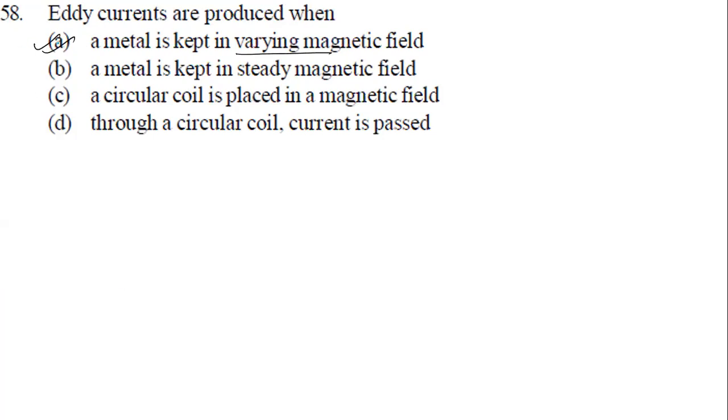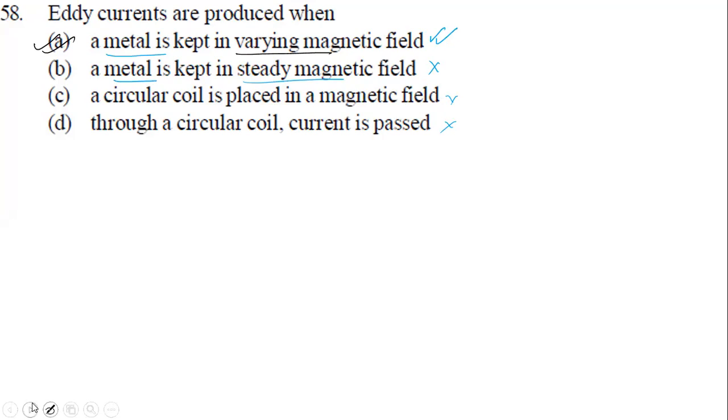This will be the right answer because a metal plate is kept in a varying magnetic field. In the second case, a metal is kept in a steady magnetic field, so the magnetic field is not changing. The metal plate is also not oscillating, so there is no eddy current. So in these two cases there is no eddy current. Eddy current occurs only in the case of metal plates. So which is the right answer? The first option is the right answer.